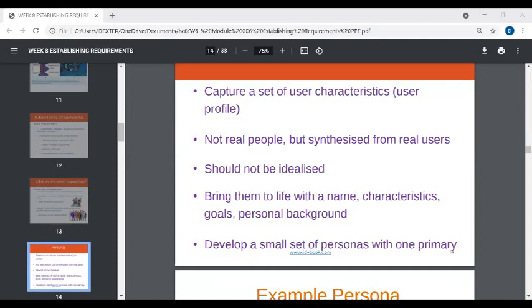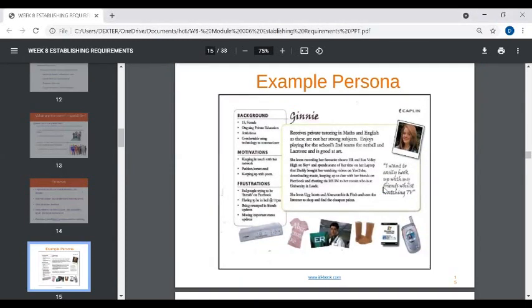Each persona is characterized by a unique set of goals relating to the particular product under development rather than a job description or job role. This is because goals often differ between people with the same job role, and people with very different job roles may have the same goals. So, an example of a persona. Usually, a product will require a small set of personas, rather than just one, and it may be helpful to choose one primary persona who represents a large section of the intended user group.